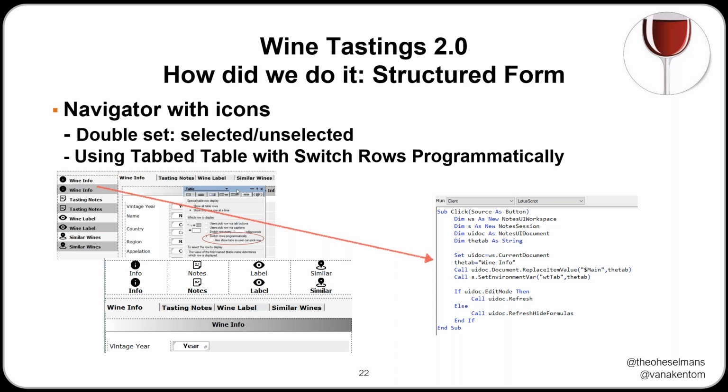Let me redo this. I use a table, and based on the tab that needs to be visible, in this case it's $main, I change it, and the table will be changed. But it's a little bit different depending whether you're in edit mode or in read mode. But it works very well, and it's not a lot of code, but you need to be aware of that.